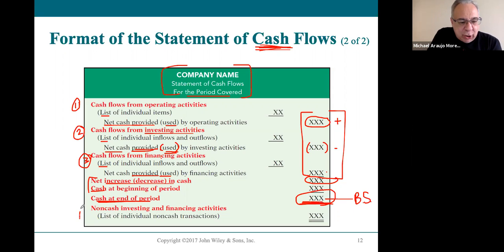Then again, remember that note I was telling you about on those non-cash activities. They will be listed here, and a total will be given here. But it's normally listed as a note.